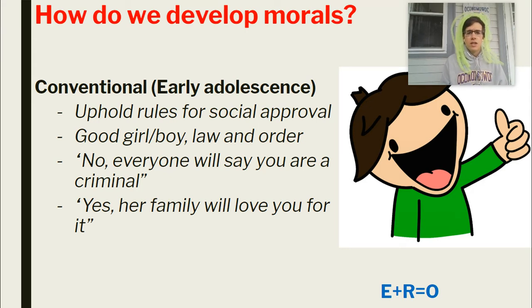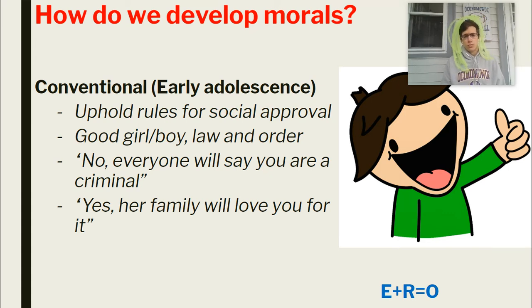So here, the idea is their reasoning comes from upholding rules for social approval, or maybe breaking rules for social approval. So this is peer pressure, essentially, is what's happening here. So making decisions based off of how other people will react or look at you because of those behaviors. So this is being considered a good girl or boy, or upholding law and order, or potentially breaking law and order for social approval.